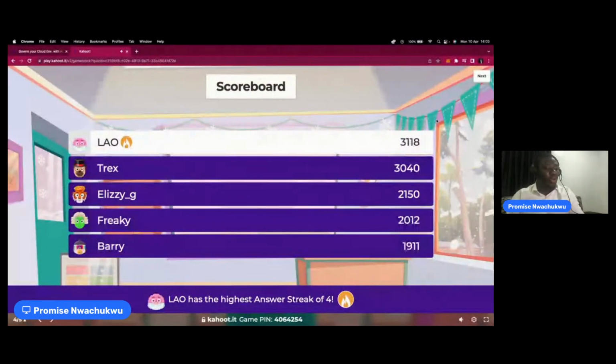Let's see if Lao maintains this position. Wow, I'm suspecting Lao. Lao, you're a suspect. You have consistently maintained this top position, followed by Trex and Elise. And Freaky has refused to give up. Freaky is holding on to the third position. So, Freaky, you have one more question to beat Elise. I would like you to take Elise out of the third position. And Trex, you actually stand the chance to challenge Lao. So let's see if you are going to be able to do this in this last question for the day.